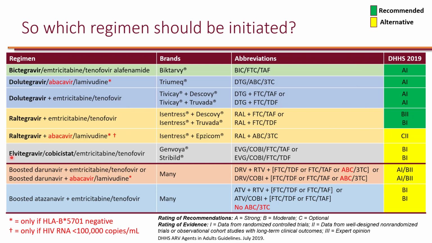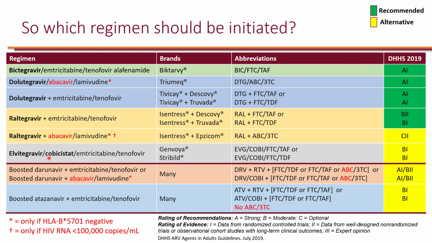And of course, the last integrase inhibitor we have is elvitegravir plus cobicistat plus emtricitabine plus tenofovir. So this comes in a single tablet. This is no longer a recommended first line. It used to be, a couple years ago, this was first line. The reason it's no longer first line is because of this cobicistat.